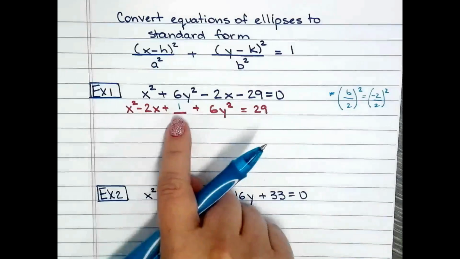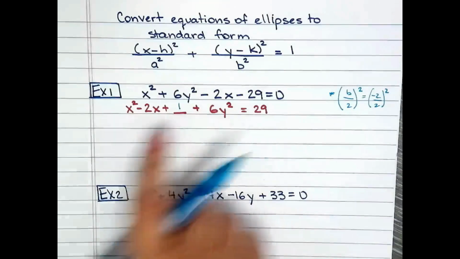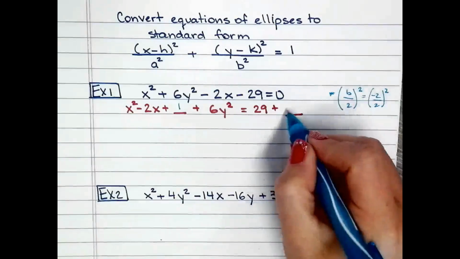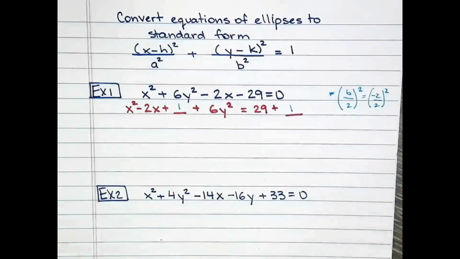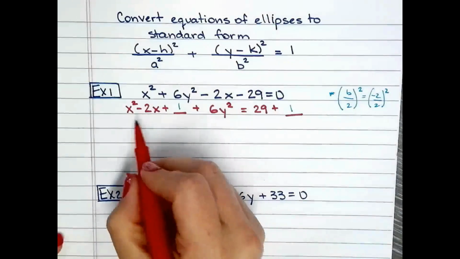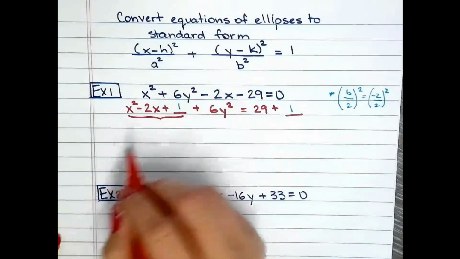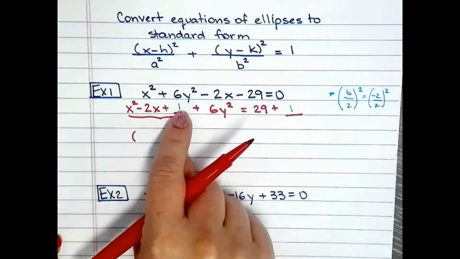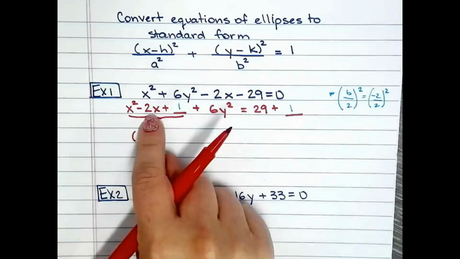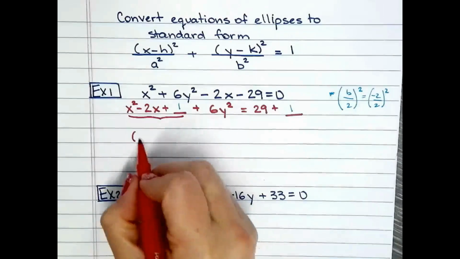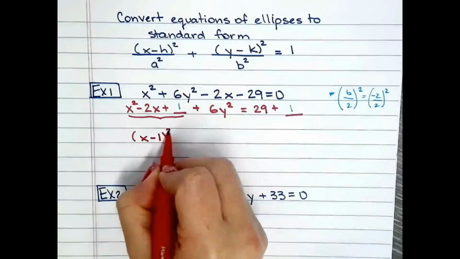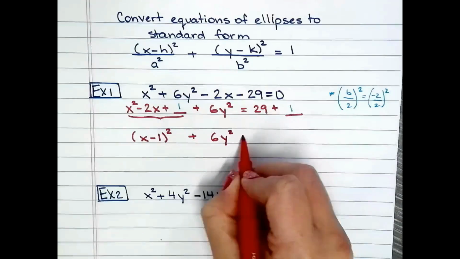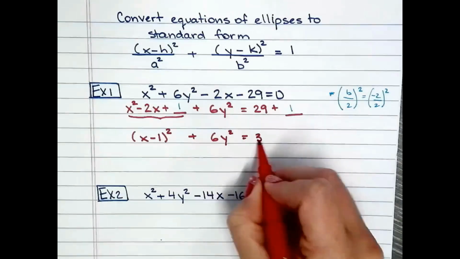And since you're adding 1 to this side, you have to do the same thing to the other side because you need to keep it balanced. Okay, so here we go. The next step, you need to factor this trinomial right here. You're looking for two numbers that multiply to 1 and add up to -2. So you have x minus 1 squared, plus y squared, since there's nothing I need to do with it, equals 30.